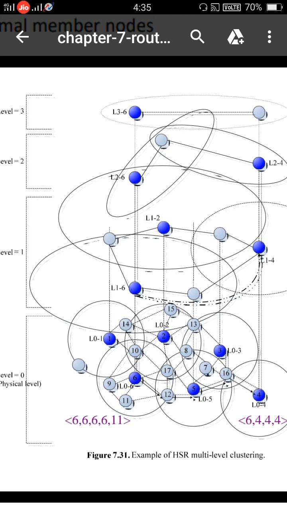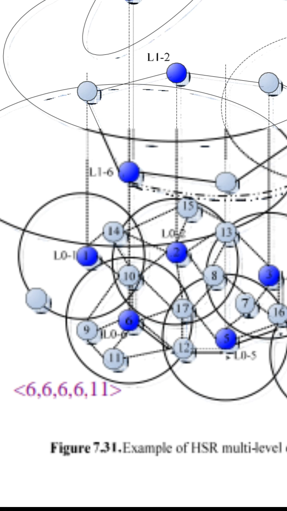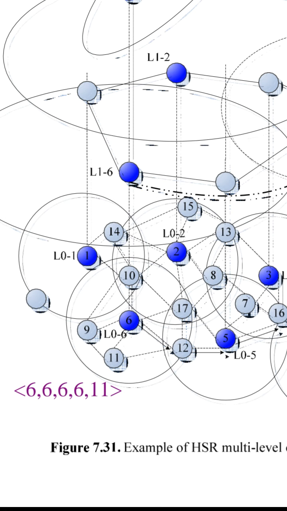A cluster is nothing but a group of nodes. Each cluster has one cluster head, different cluster gateways, and different cluster members. Let us assume one cluster with cluster head 6. This cluster has cluster head 6 and cluster member nodes 9 and 11, and gateway nodes, as I said in the previous example.